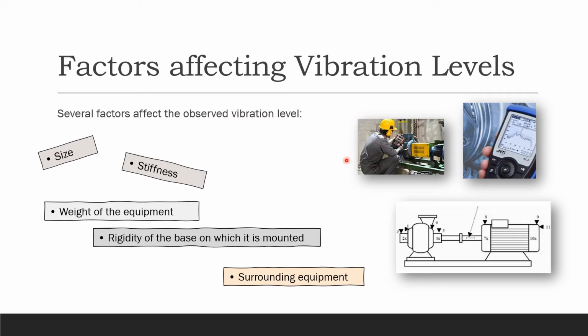The factors affecting the vibration levels are size, stiffness, weight of the equipment, rigidity of the base on which it is mounted, and the surrounding equipment. Those are the factors we look at in order to decide the vibration levels. Here you can see the tech is studying and taking vibration data of this machine.